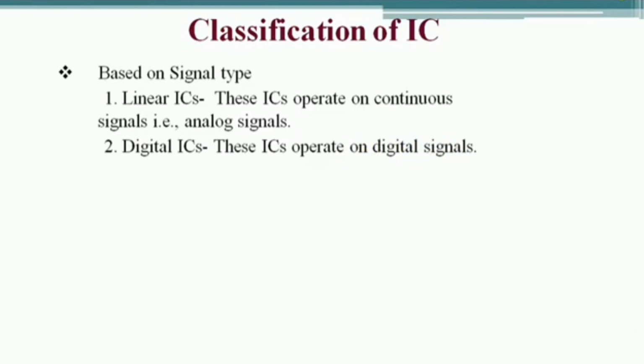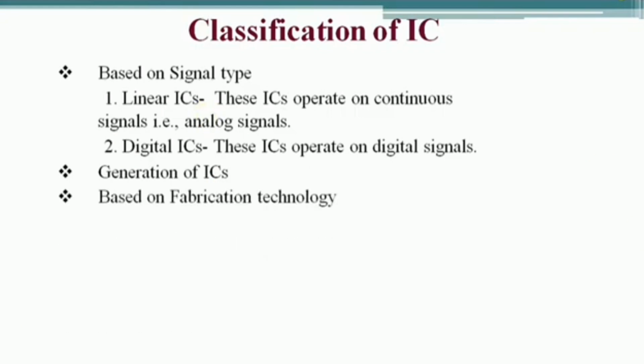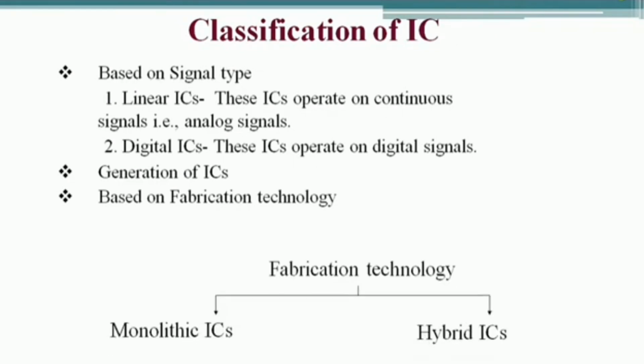The second classification is the generation of ICs, which means the number of active devices that are placed on a unit chip area. And the third one is the fabrication technology, that is, how the ICs are fabricated and by which method. Again these are divided into two types: one is a monolithic IC and the second one is a hybrid IC.